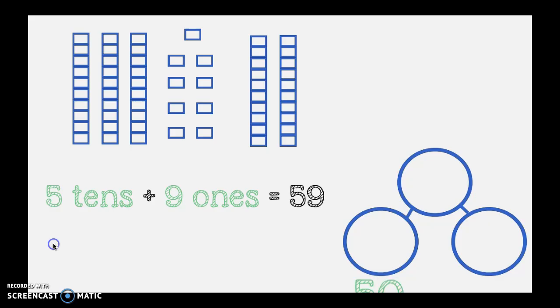I'm going to give you a hint. The first part is 50. Can you fill in the rest of the number bond? Oh, good job. So 9 would be the other part, and then 50 plus 9 is, yep, 59.